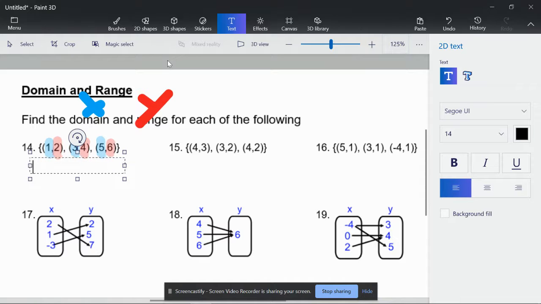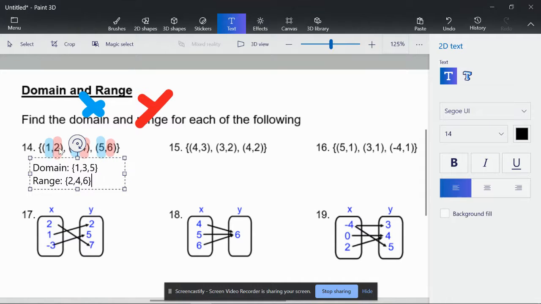So for number 14, my domain, and do your best to find your curly brackets, just draw them, is going to be 1, 3, and 5. When you're writing these out, put them in order from smallest number, which in this case is 1, to biggest number, which in this case is 5. And then my range is those y values in order, so I'm going to have 2, 4, and 6. So that is my domain and range for this first one.